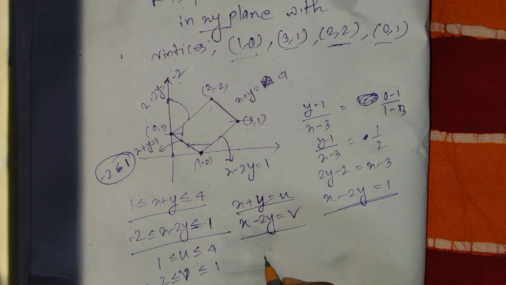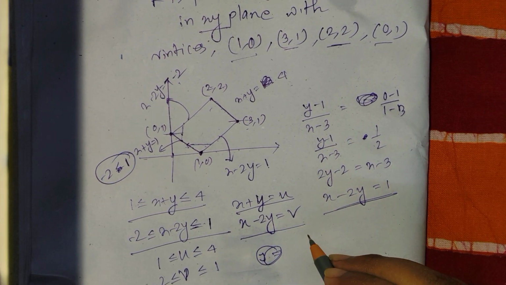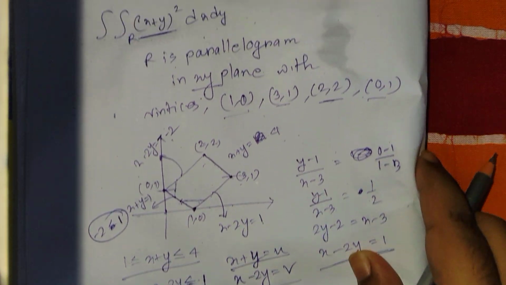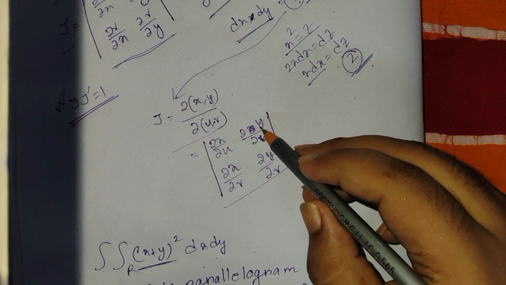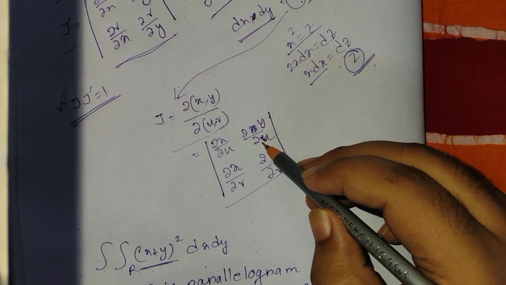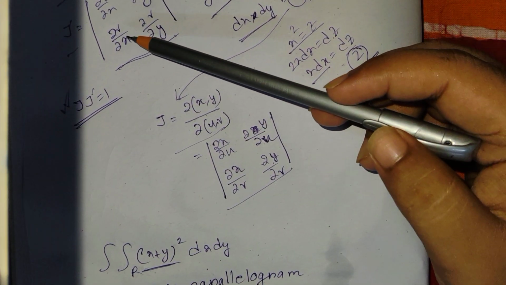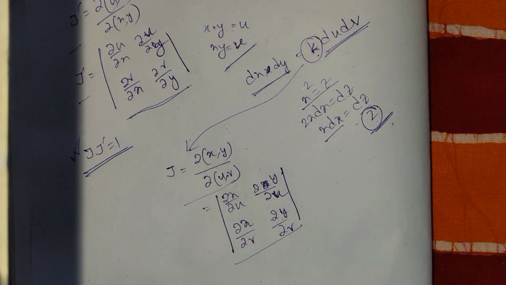Now let's solve the Jacobian part. Finding the Jacobian directly is too hard in that case, because we have to differentiate x and y with respect to u and v. So we are going to use this formula right now.